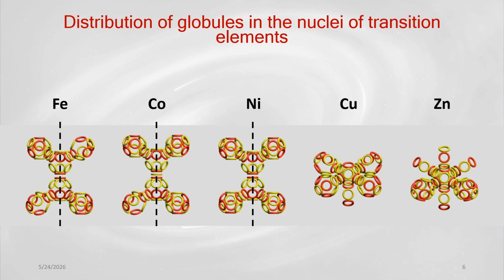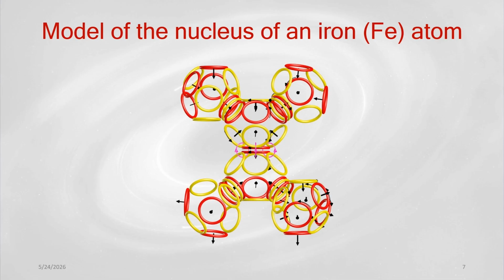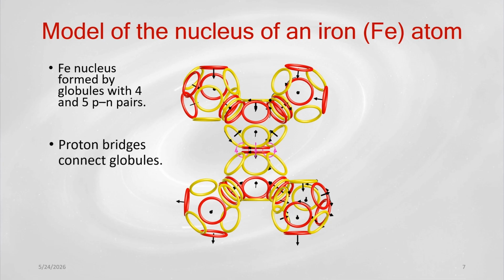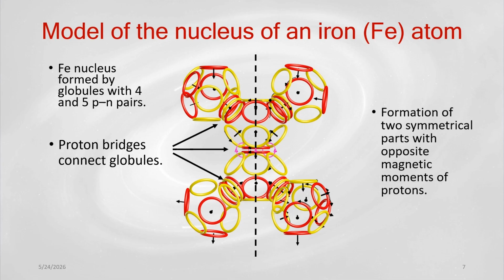2 symmetrically separated halves. According to ring theory, the model of the iron atom's nucleus is built from globules, each containing 4 or 5 proton-neutron pairs. The 2 central globules each consist of 4 proton-neutron pairs and are connected to one another through what we call a proton bridge. Each of these central globules has 1 free proton, to which a single 4s valence electron is bound. These bound valence electrons sit on opposite sides of the nuclear model, with opposing magnetic moments, and together they form the axis around which the entire atom can rotate.